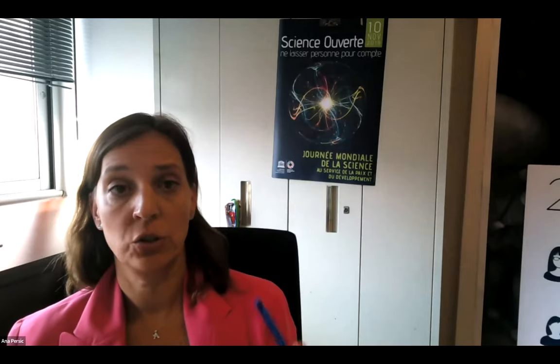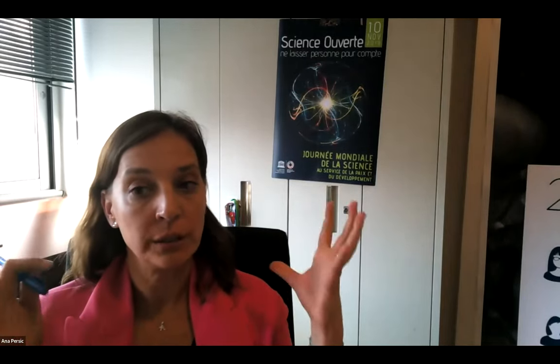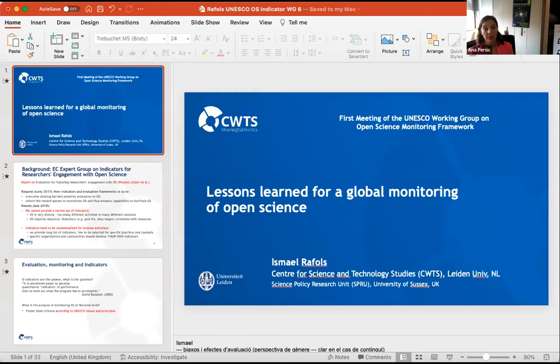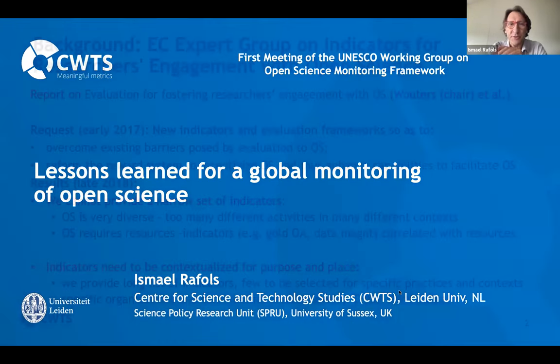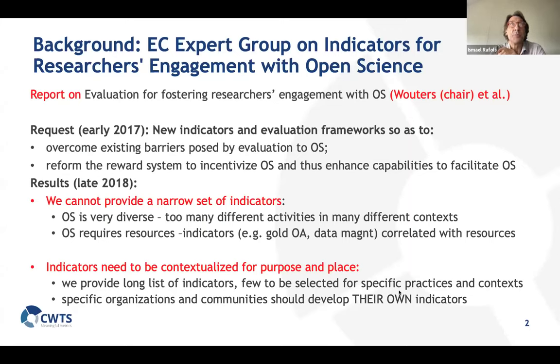But before we get into that discussion, I would like to give the floor to Ismail to guide us through a little bit of this presentation that we've asked him to do about the lessons learned and, more broadly, what some guiding principles are that we should be considering in developing a global monitoring framework for open science. So, okay. Well, thanks for the invitation. What I'm going to share is some reflections after having been part of the European Commission Expert Group on Indicators for Researchers' Engagement with Open Science, which we did some 5 years ago. And I have to share that this was not a success in coming up with specific indicators.